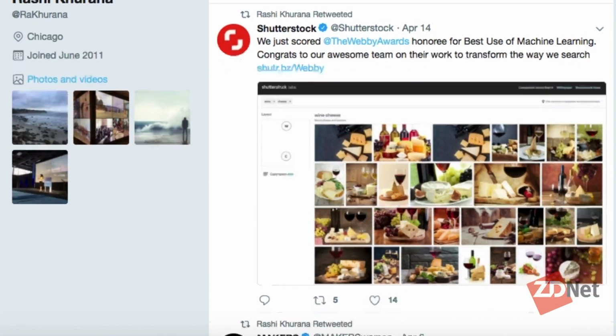Okay, most of us know what Shutterstock is. Maybe we've used Shutterstock in the past. Talk about your role there.